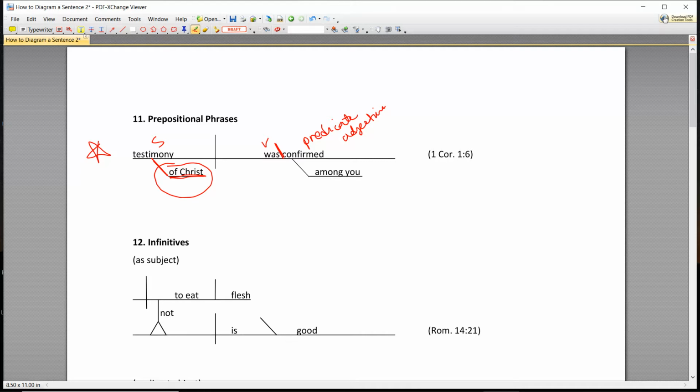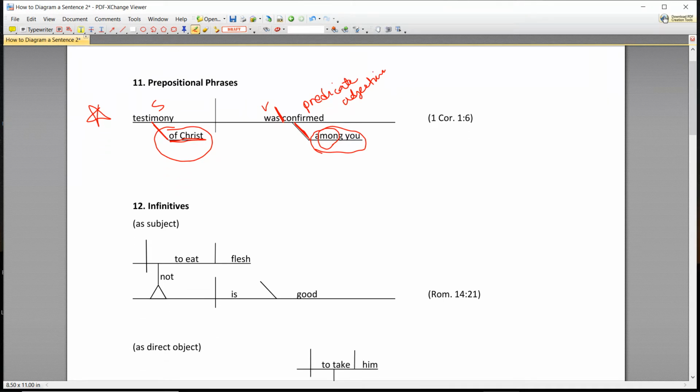And then was confirmed among you. Confirmed among you. I would say I will put it under confirmed. Confirmed where? Among you. So this is a preposition. This as a whole is a prepositional phrase. So any prepositional phrases will go below the baseline, but they will be located below the word that they modify. Okay.